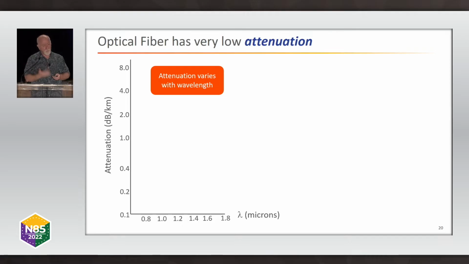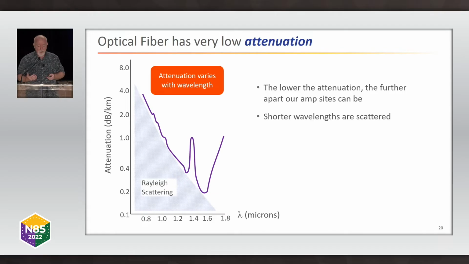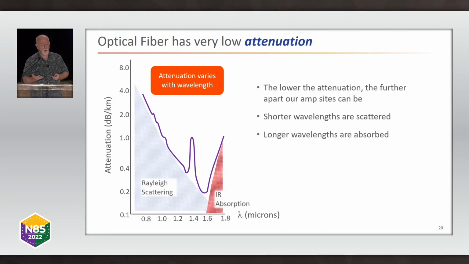Now, unfortunately, it doesn't have low attenuation across the whole spectrum. If we plot out the attenuation of the fiber, it looks something like this. The lower the attenuation, the further apart our amplifier sites can be, and the better our network economics. Shorter wavelengths than that minimum you see there are scattered. That's why the loss is much higher. Longer wavelengths are actually absorbed by the silica.